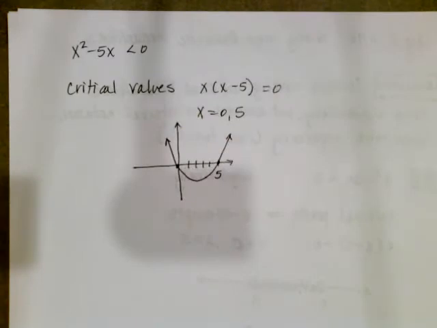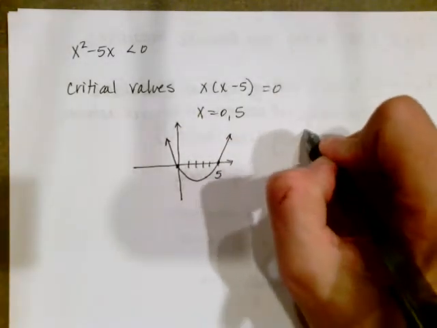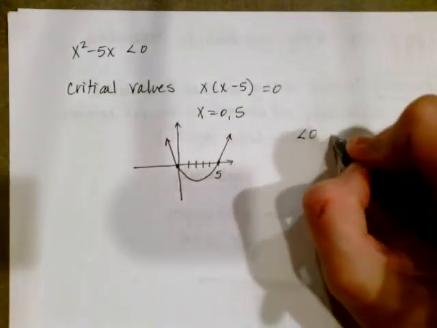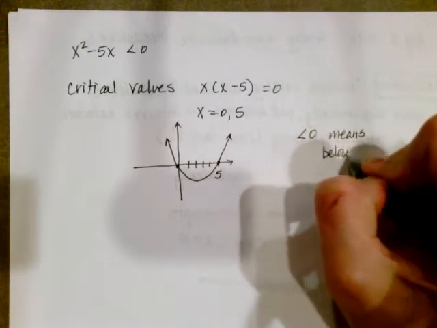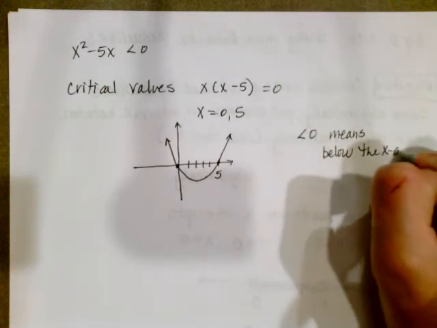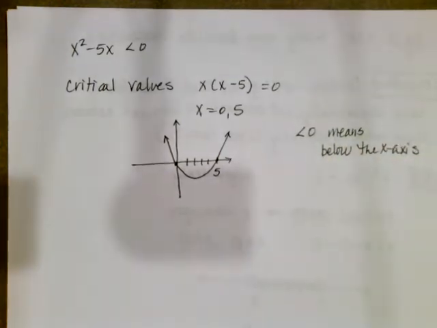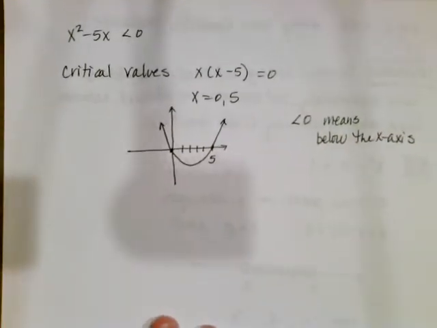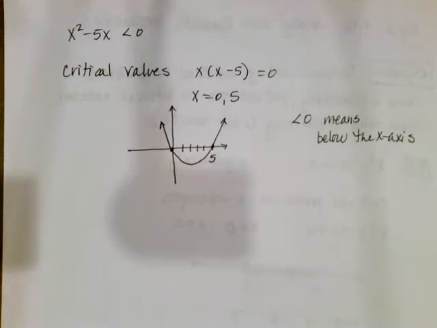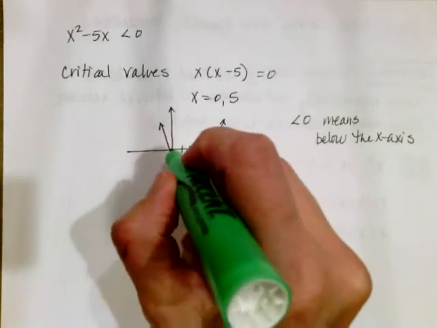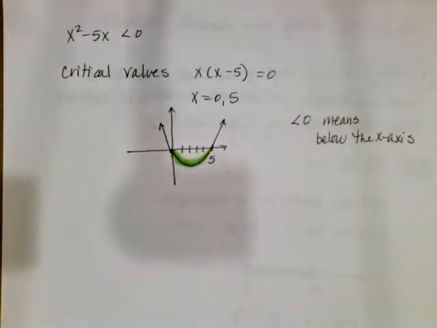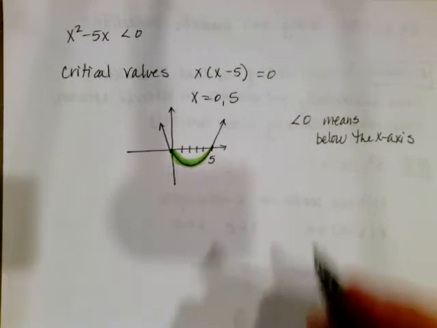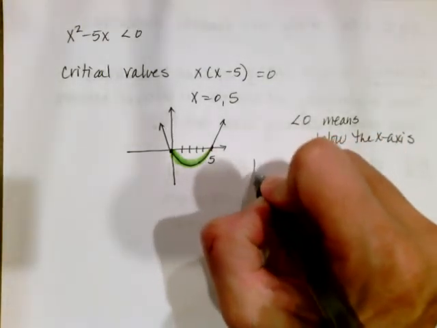So this is our slight different twist. Less than 0 means that it is below the x-axis. Okay? So less than 0 means that it is below the x-axis. So I'm going to get out my handy dandy highlighter, and I'm just going to highlight this portion of the graph that's less than 0. So then I would put my answer in interval notation.